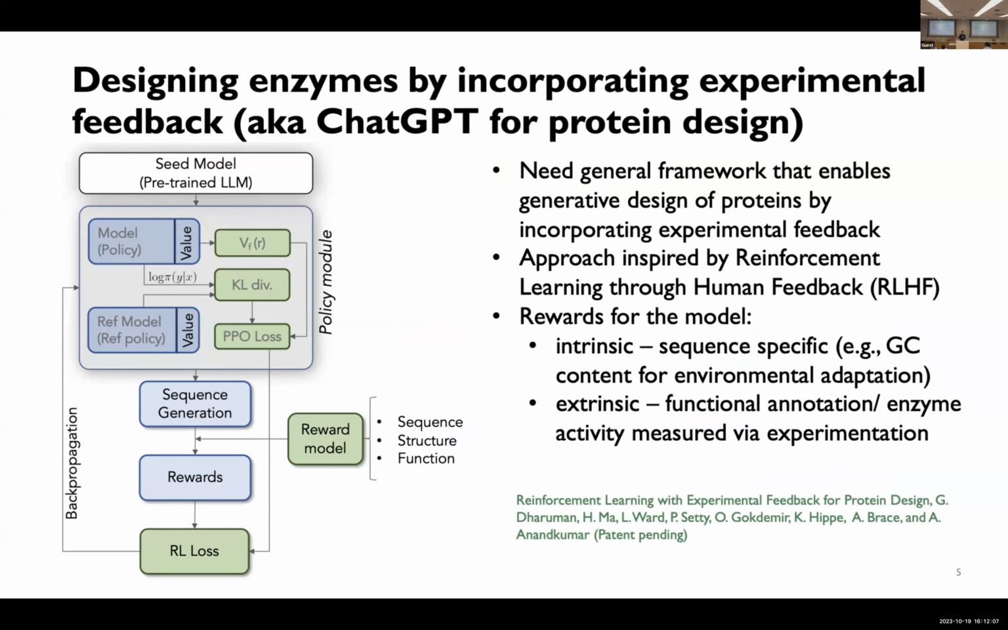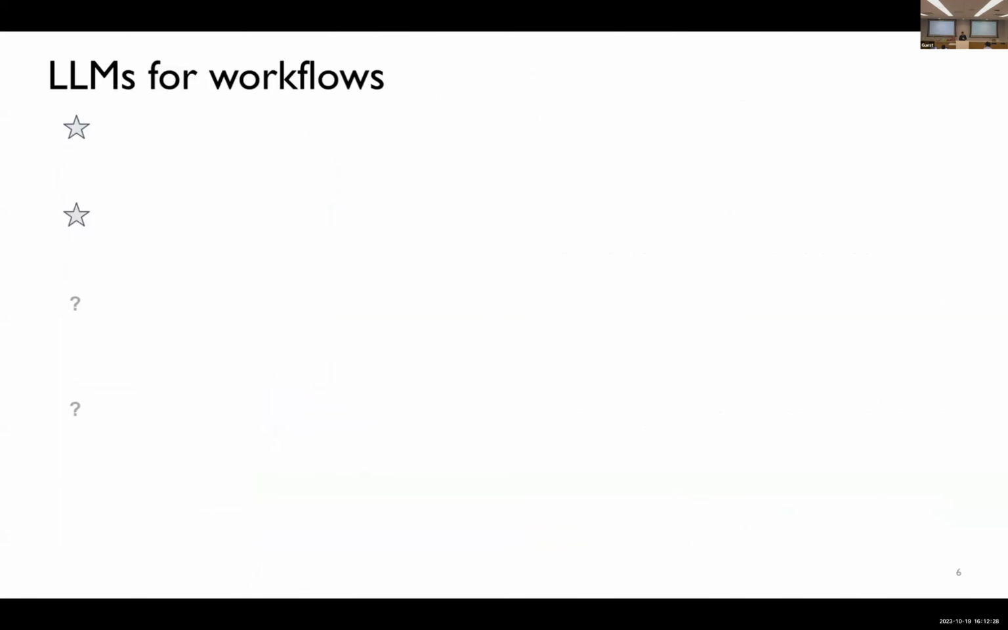And so you could imagine adding simulations or other function prediction methods to a reward model that then rewards the large language model towards generating those sequences of interest. And you're basically using a fine-tuning step very similar to how ChatGPT was trained with reinforcement learning from human feedback, although now the human feedback is replaced with biophysics and other methods. So that's another type.